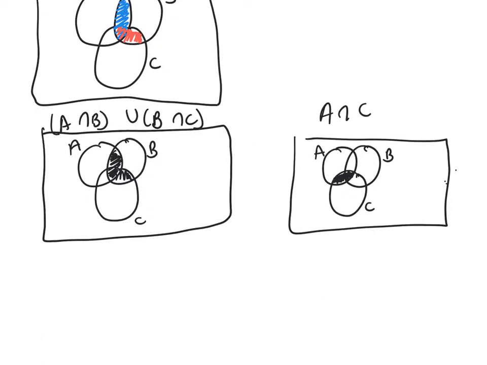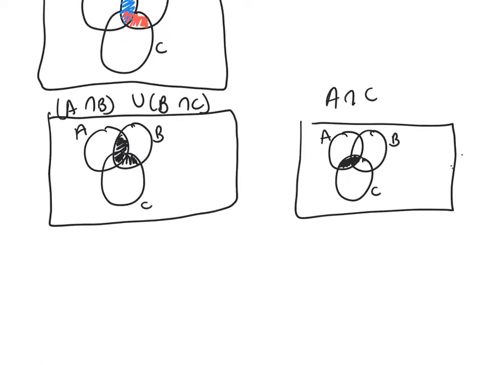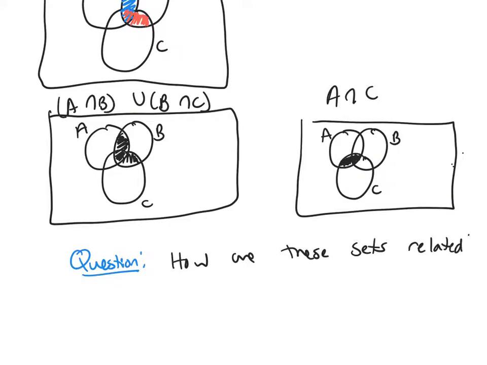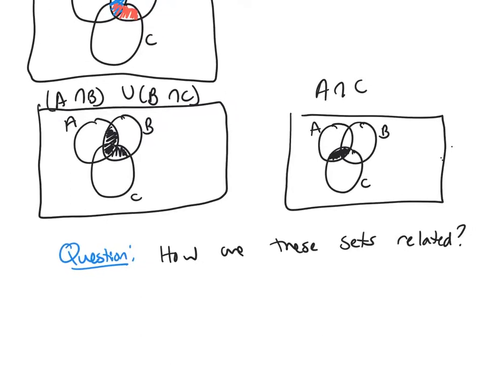Now I can ask, how are these sets related? That's what I want to know. Is one a subset of the other? Are they equal? Is neither a subset of the other? Well, I can tell that these sets are not equal because they don't contain the same shaded region. And if I look at the one on the left, it has some region that's missing over here. So the first one isn't a subset of the second one.